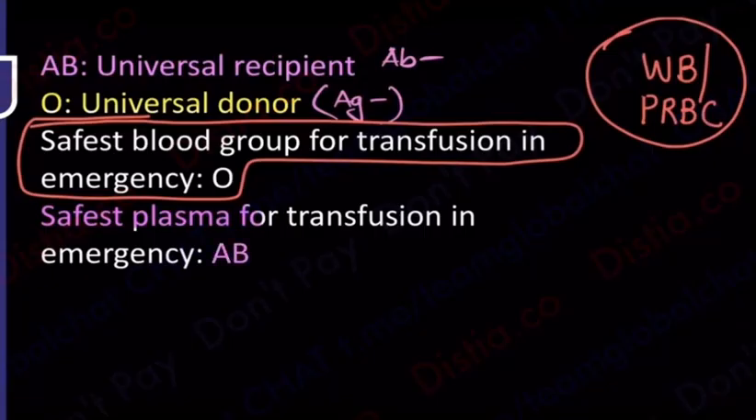So if they just ask you which is the universal donor and which is the safest blood group to give in an emergency, means they've not mentioned plasma, you assume red blood cells, then you write O is the universal donor, I will give O.